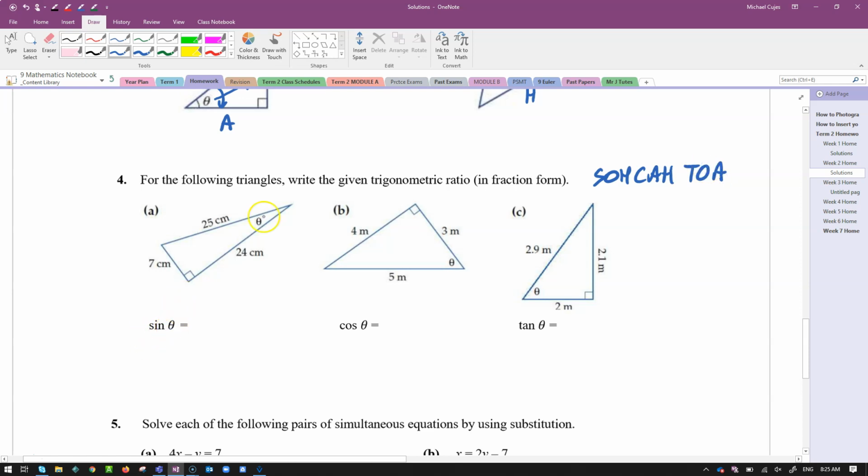Here they want sine of theta, so I need the opposite side and the hypotenuse. Well, my first step is always to label. And now I can put opposite divided by hypotenuse. Sine of theta is 7 over 25.